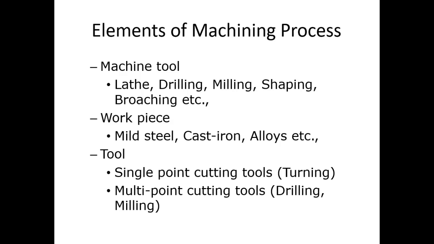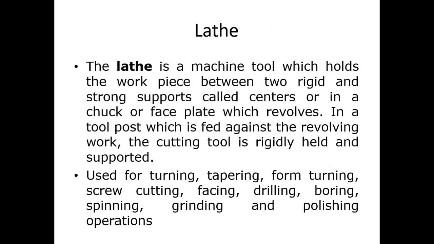Another one is the workpiece. We should have a workpiece upon which we are going to do certain operations. And the third and most important one is the cutting tool. The tool which is used for the cutting operation is a cutting tool, be it a single point cutting tool or a multi-point cutting tool. So these are the three important elements of a machining process.